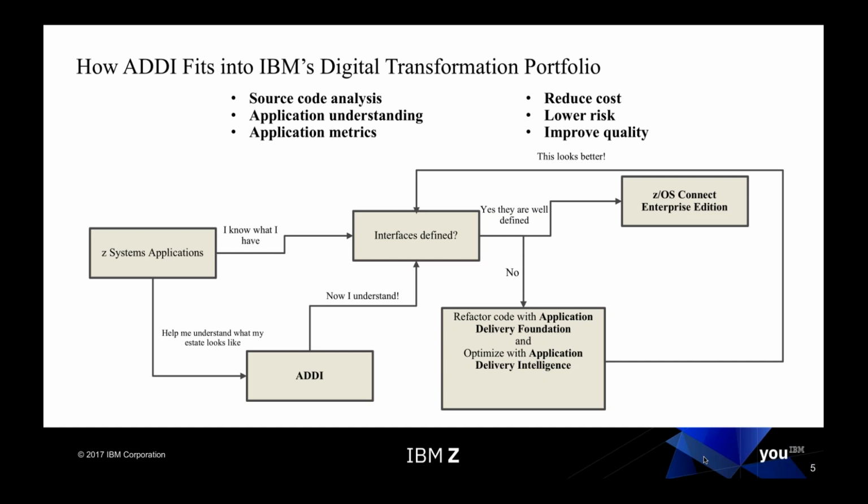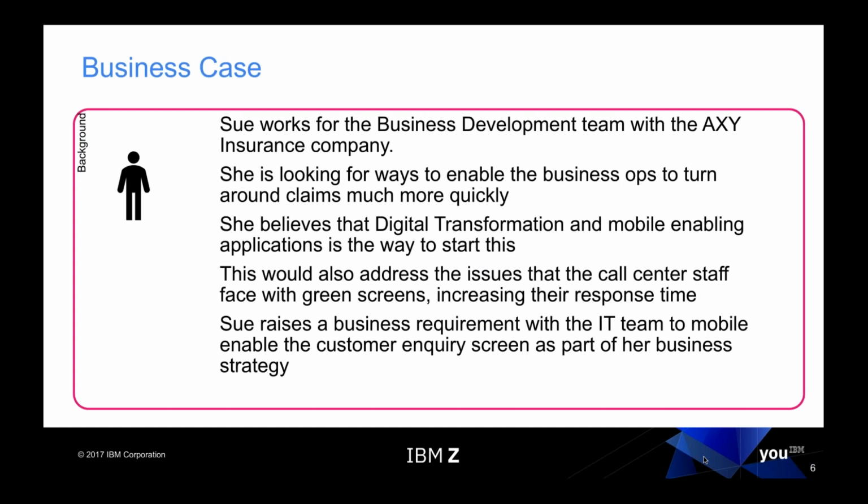To do this, we will start off with a small scenario. In this scenario, we talk about an insurance company, AXY. The AXY insurance company has multiple applications, and Sue works with the business development team. Sue is always looking for ways to turn around claims processing, to enable business operations to process claims much faster. She believes that mobile enabling applications, digital transformation, is the way to go, and she also thinks this would really help operations increase their response time.